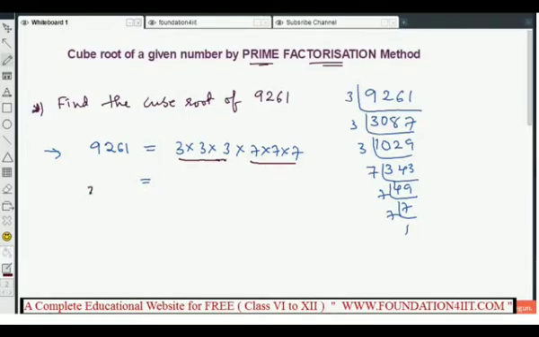Then the cube root of 9261 is equal to 3 into 7. We take only one number from each triplet. That is 3 sevens are 21. Fine, 21 is the cube root of 9261. So this is the way we can find the cube root using the prime factorization method.